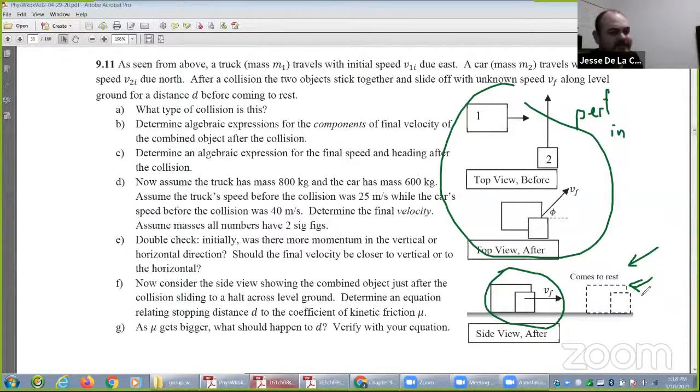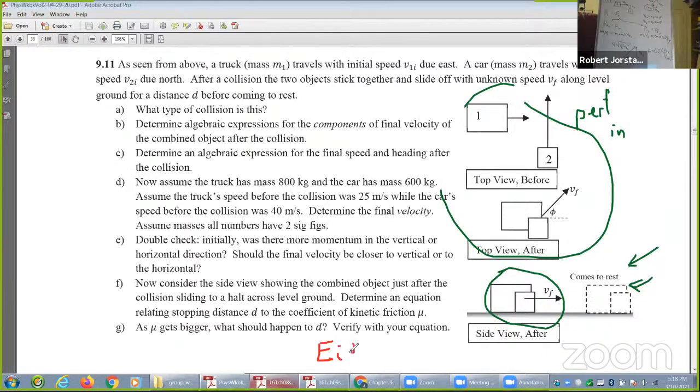You could do an FBD. Is there a faster way? Yes, there is. What's the faster way? We've got one other tool. We've already done momentum. We've already talked about kinematics and forces. What's the other thing? Conservation. Yes, E initial plus work done equals E final. You know what I'm saying?